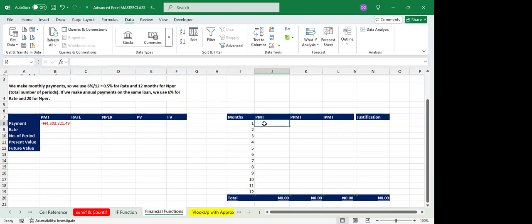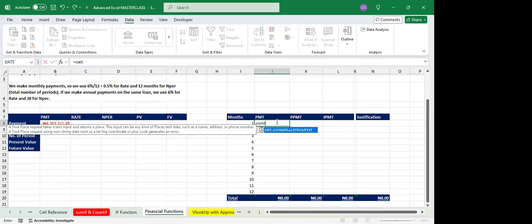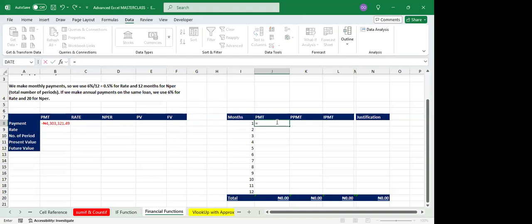Now, we want to calculate what the person will pay in January, what the person will pay in February, what the person will pay in May, and all of that, right? We'll use that same function to say equals to PMT, that's payment. I call the argument. And what is the rate? We have taken the loan at the rate of 6%, spread to 12 months, right?